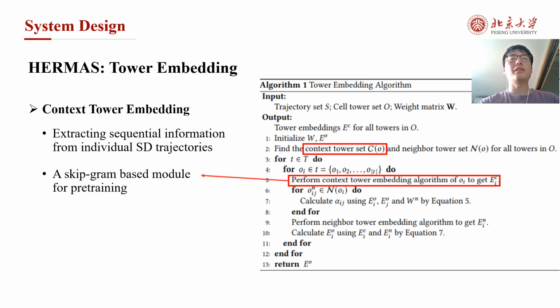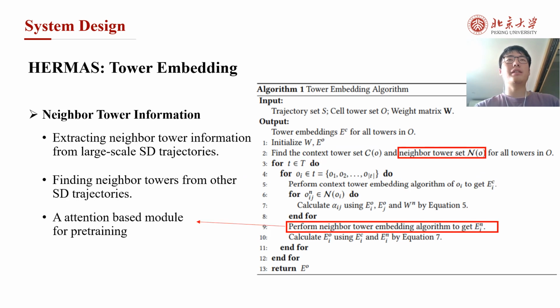Now let's put emphasis on the embedding techniques in HERMAS. In this section, we learn an embedding for each tower by two parts, context tower embedding and neighbor tower embedding. First, we extract sequential information from individual SD trajectories. We borrow the idea of SIGCHI here. If several towers appear sequentially in an SD trajectory, then we use the cell tower to predict the towers that appear before and after it and embed them in the same latent space.